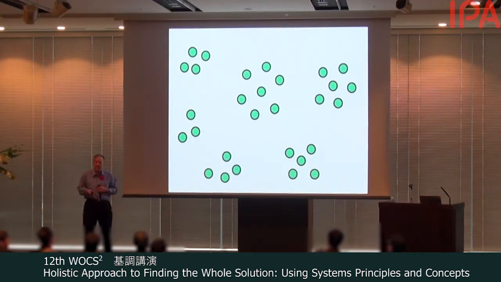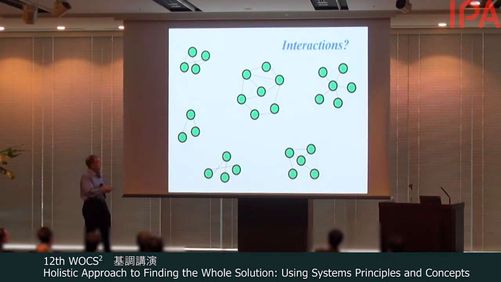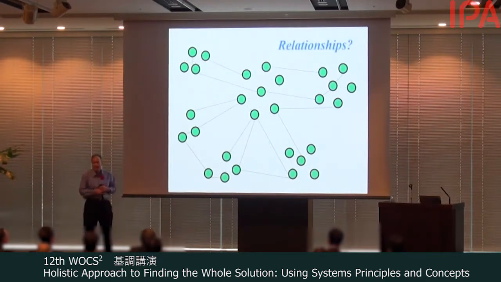So here are several questions of parts. So where is the system here? We can look at interactions between the parts, and maybe these things have high interaction between them, and then maybe we can say, this is the system, that's another system, that's another system. But if we take a different perspective, if we look at relationships instead of interactions, we get a different perspective on what the system might be.